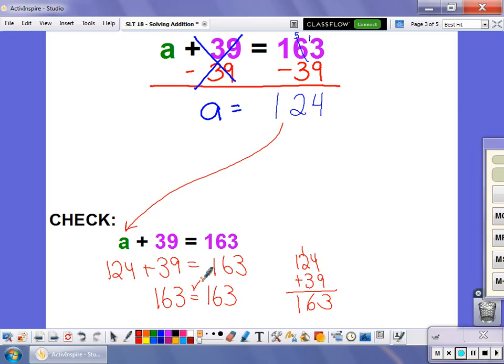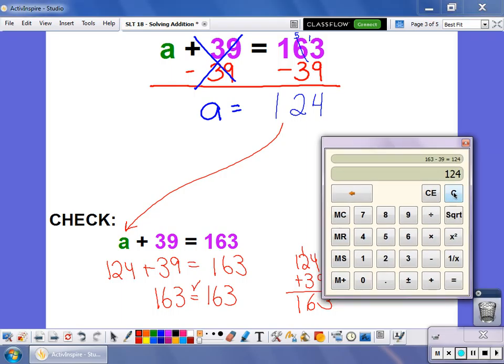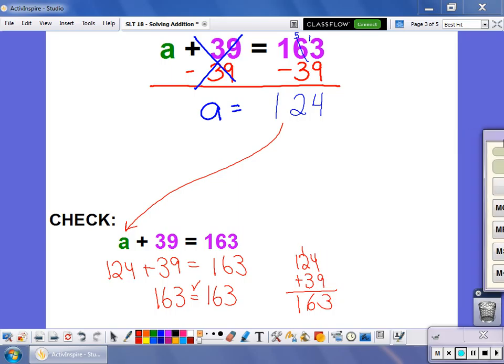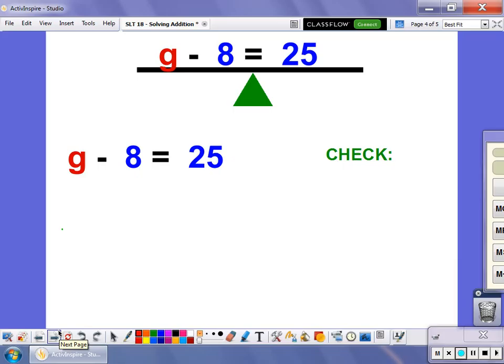But the other thing you could do, if you want to, is you can check it using your calculator. 124 plus 39 should equal 163, and it does. All right, so those are two examples of addition equations. Now let's look for subtraction.